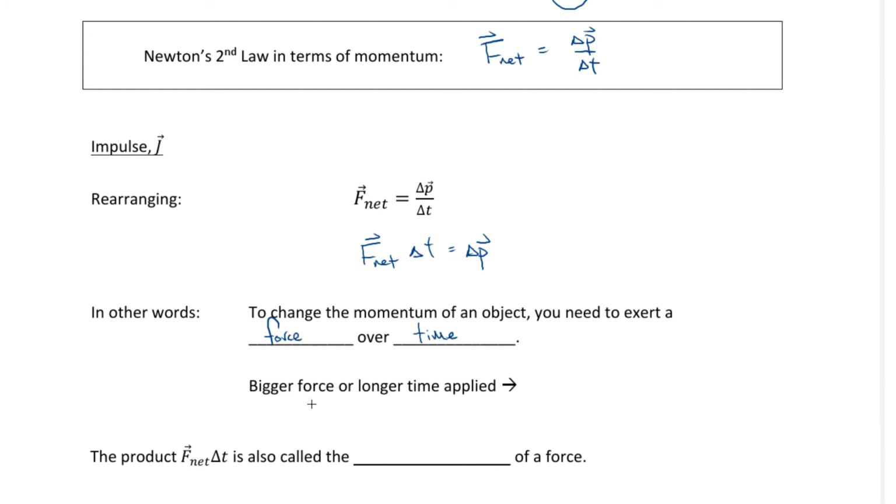If you increase the force or increase the time over which you apply that force, you get a greater change in momentum. And if the mass is staying the same, you're going to see a greater change in the velocity, therefore. Once again, the product of F net times the time over which that force acts is called the impulse of the force.